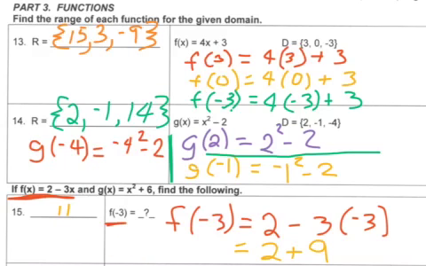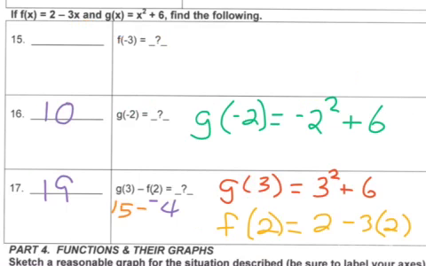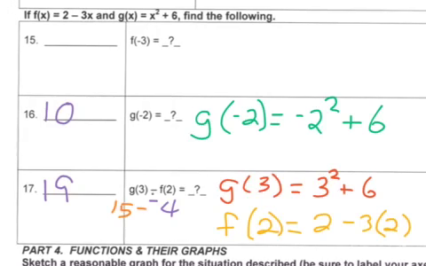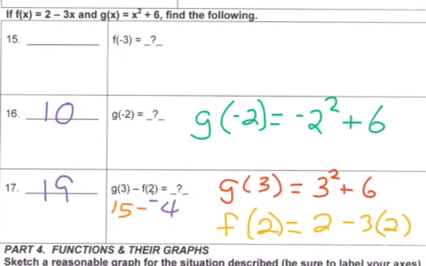Alright, get ready to pause again. Okay, hit pause and copy these down. And we just continued with number 16. It says, hey, let's use the g function and stick in a -2. Well, here's the g function. That gave us -2 squared plus 6. -2 times -2 is a +4.